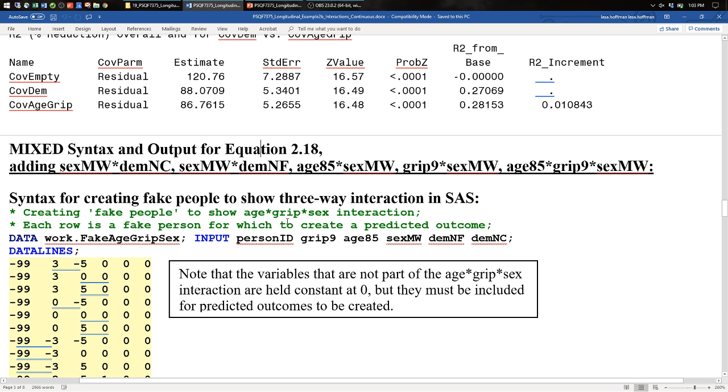Grip strength, which is a measure of physical functioning, I guess, in older adults is the best way to put it, which is centered at 9 pounds per square inch. We have a variable for gender, which is coded men are 0 and women are 1. And we also have 2 dummy codes to differentiate among our 3 dementia groups, where none is the reference. The first one differentiates none versus future, and the second differentiates none versus current.